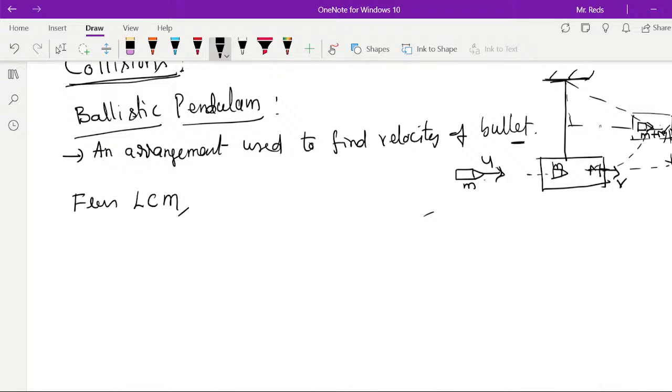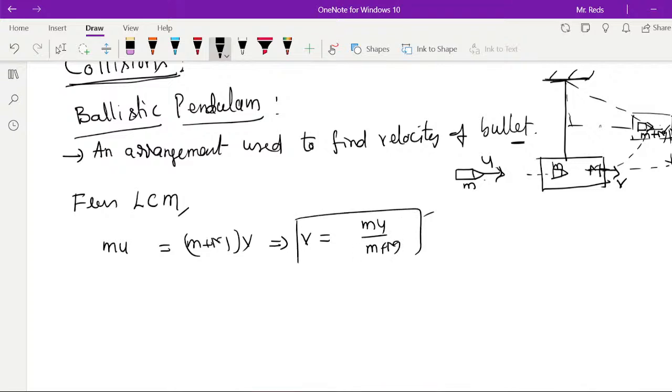Here m1 u1 is small m times small u, and the capital M is at rest, so plus 0. After collision the bullet will be embedded, and small m plus capital M together will move with a common velocity. So if you want to find the velocity of the bullet, you should know this. In different ways we will try to understand this. From this you can calculate the common velocity: V is equal to mu by m plus capital M.